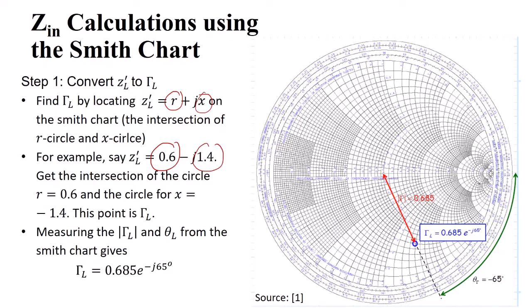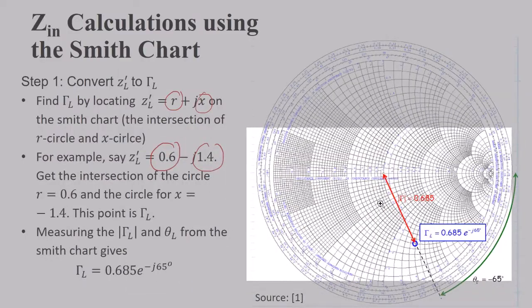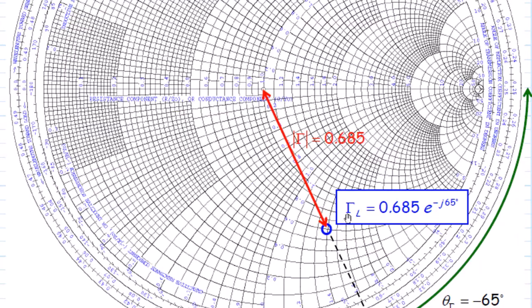So what you will see here is the value of R. This is the value of R circles. So this is the 0.6 circle, moving here. So here is the 0.6 circle. And then you have the value of the imaginary part, 1.4.